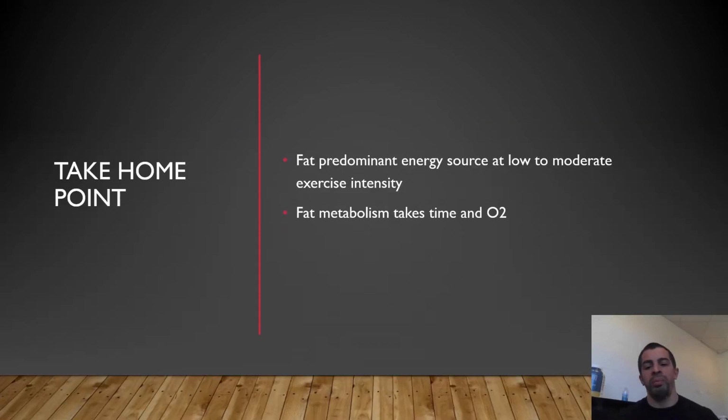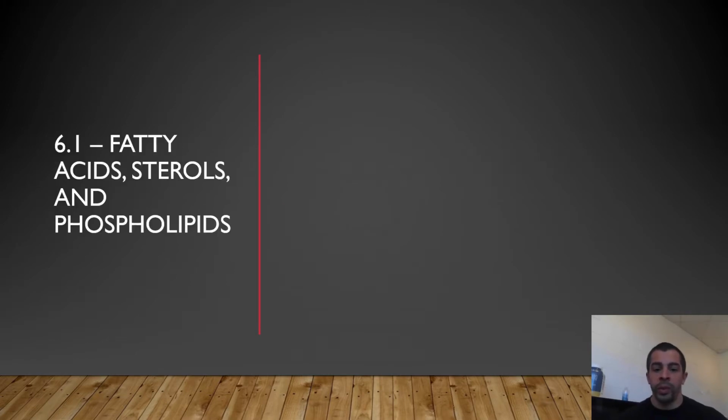Take-home points, right? The major take-home points. You should already know this. A lot of this is a review. Fat is the predominant energy source at rest and low to moderate exercise intensities. So our relative contribution to energy is much higher at low exercise intensities than it is at higher exercise intensities where carbohydrate takes over. Second major point is that fat metabolism takes time and requires significant amounts of oxygen, right? It takes time. So let's get right into it.